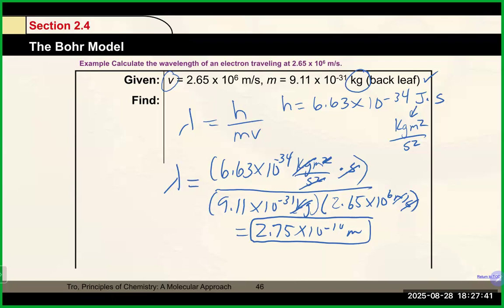Any questions on that calculation? And again, that is sometimes referred to as calculating the de Broglie wavelength.